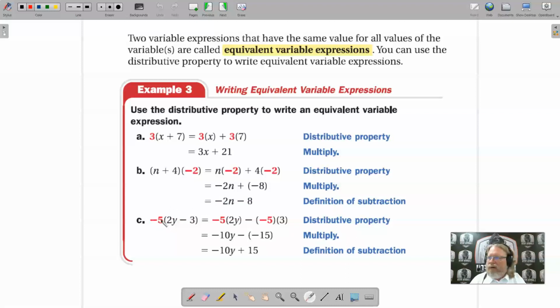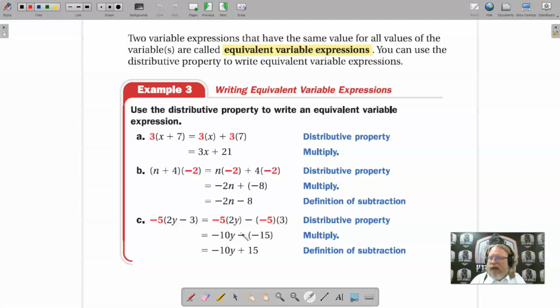Finally, we have negative 5 times the quantity of 2y minus 3. So we have negative 5 times 2y. We see that right here. Negative 5 times 3, we have that right here, and it is subtraction, so we leave it as subtraction. Negative 5 times 2 is negative 10, and the y goes along for the ride, so negative 5 times 2y is negative 10y, and negative 5 times 3 is negative 15.